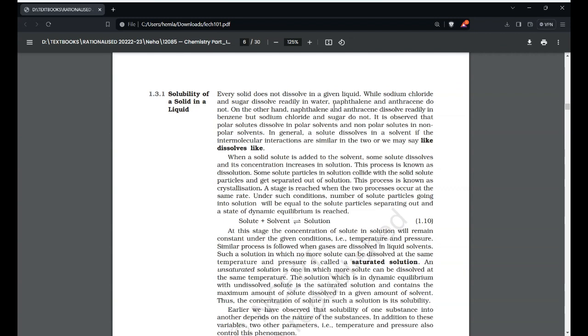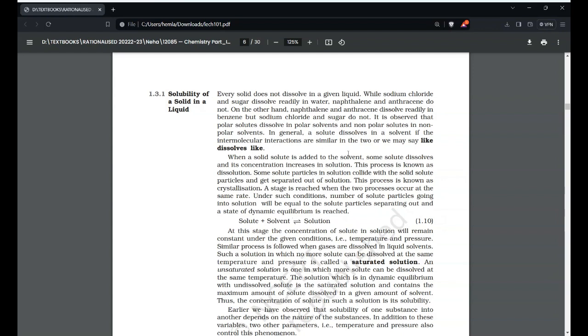Every solid does not dissolve in a given liquid. While sodium chloride and sugar dissolve readily in water, naphthalene and anthracene do not. On the other hand, naphthalene and anthracene dissolve readily in benzene, but sodium chloride and sugar do not. It is observed that polar solutes dissolve in polar solvents and non-polar solutes in non-polar solvents. In general, a solute dissolves in a solvent if the intermolecular interactions are similar in the two, or we may say like dissolves like.